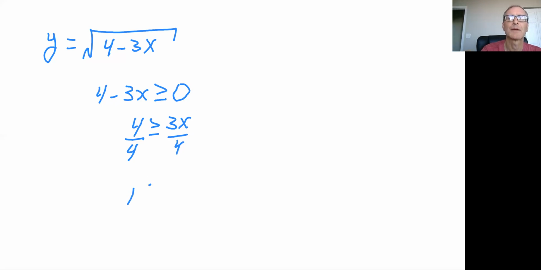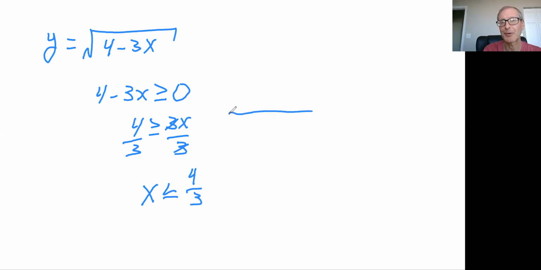Whoops. Why are we dividing by 4? I want to divide by 3. So you divide each side by 3. Sorry about that. You want to make the value of x be 1, so those cancel. And you would see x is less than or equal to 4 over 3. So this equal sign means that this point is included.